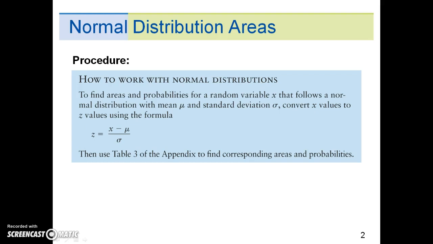So this is the same formula as the previous section. Z equals x minus mu over sigma. Then use table 3 of the appendix to find the corresponding areas and probabilities. In the previous section, section 7.2 provided examples on how to calculate the z-score and how to look up the z-values in the normal distribution table. In this section, we will put both steps together.